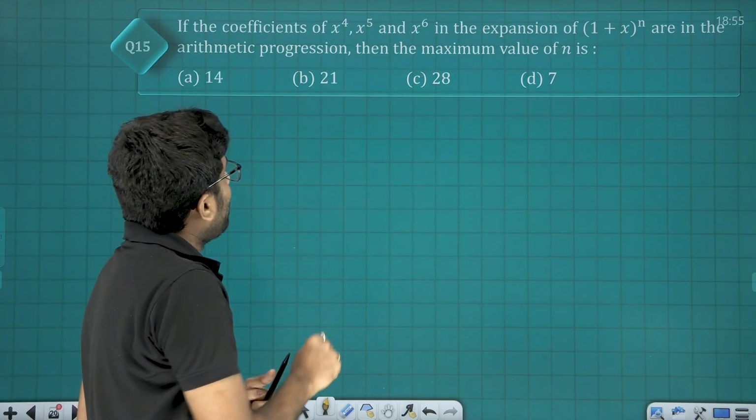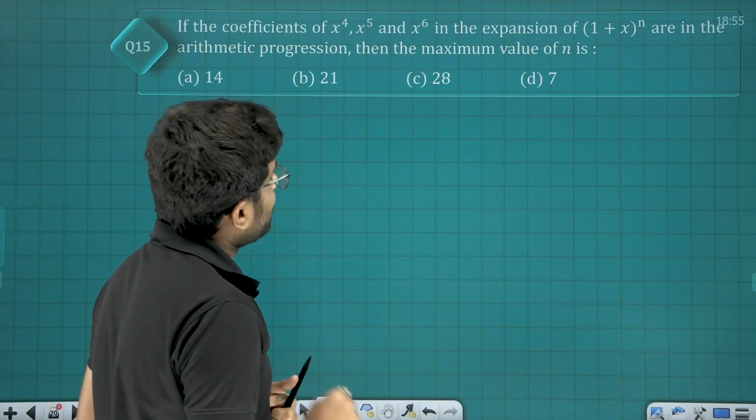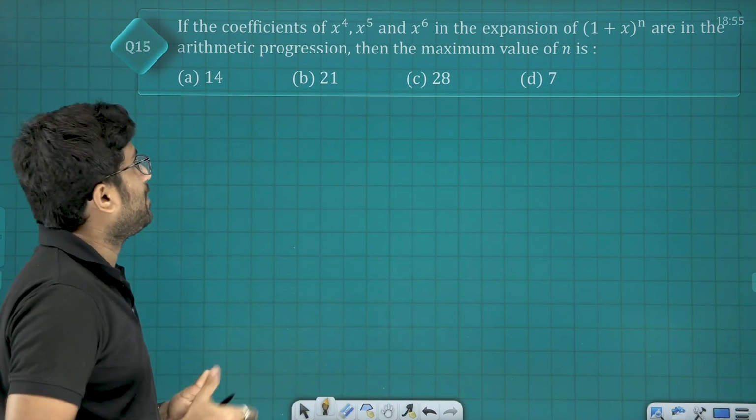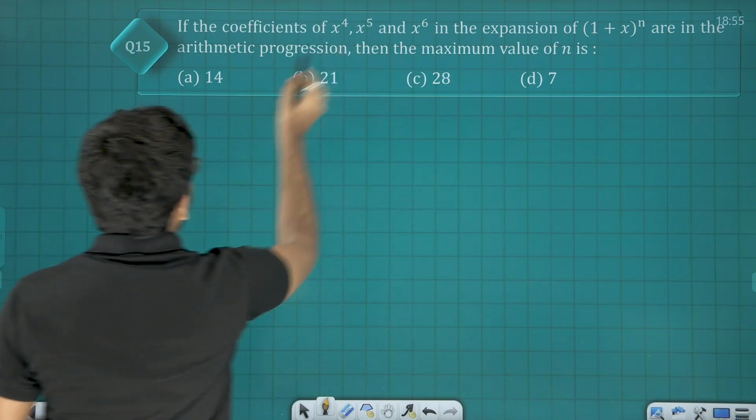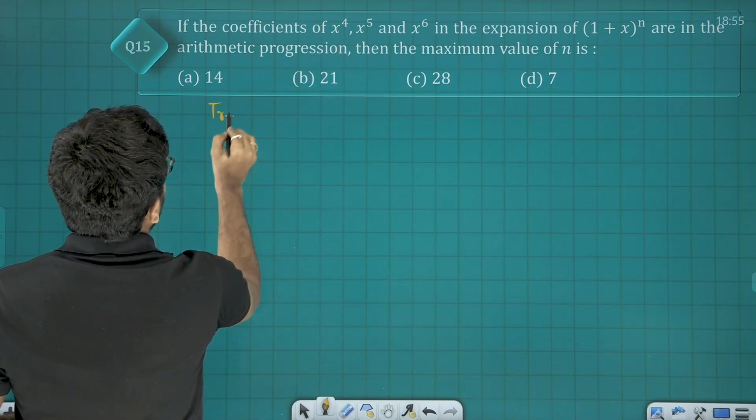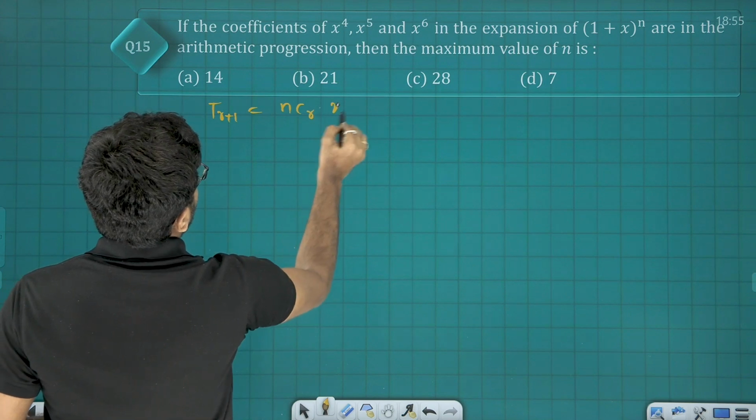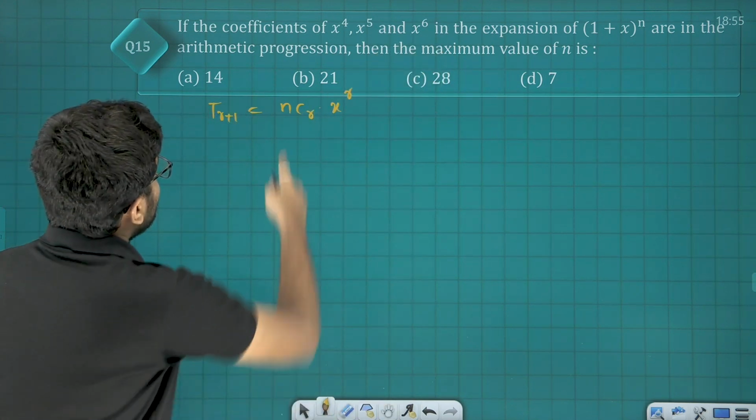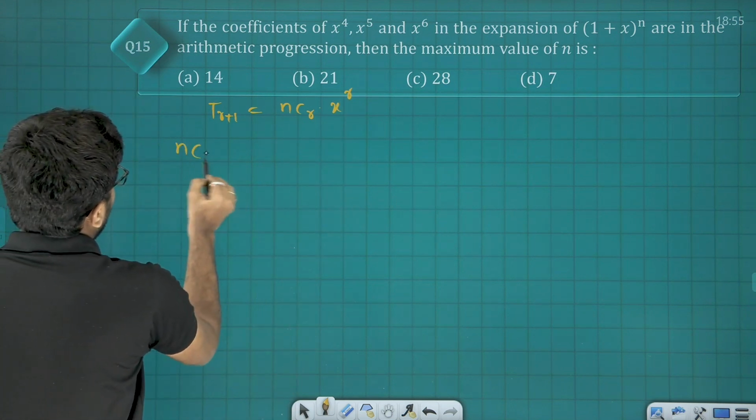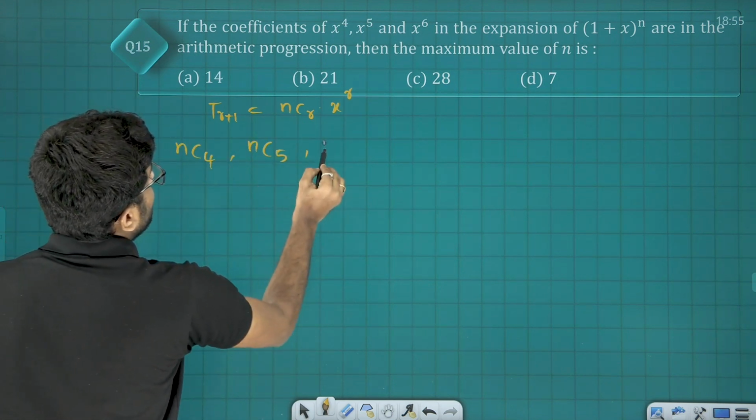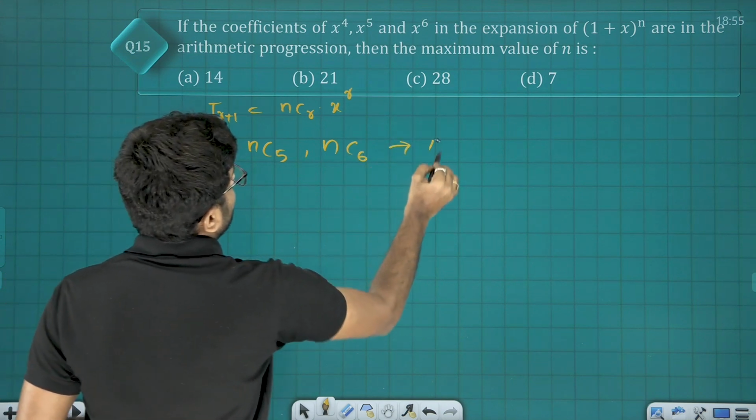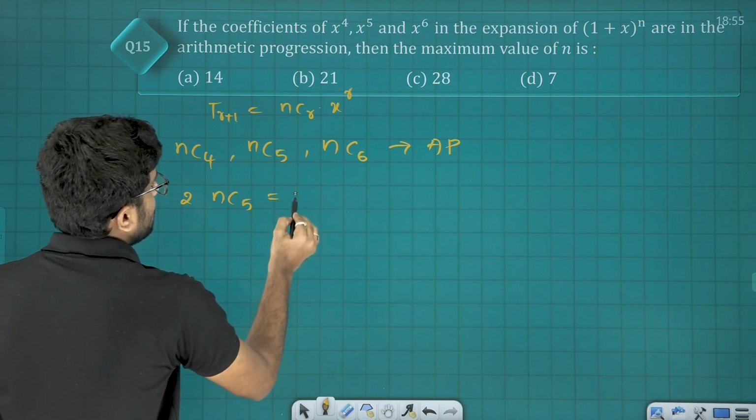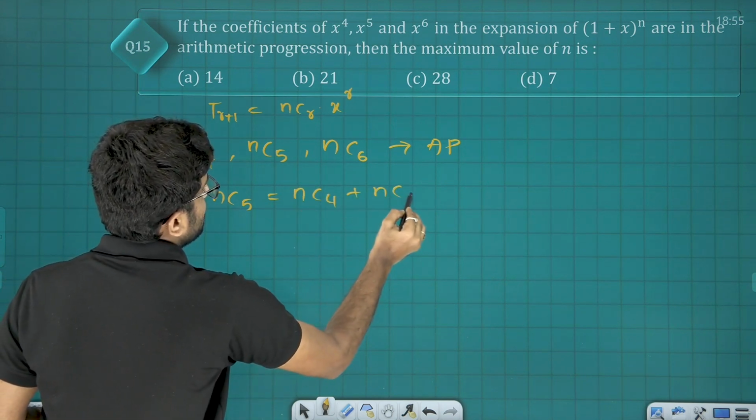If the coefficients of x power 4, x power 5 and x power 6 in the expansion of (1 plus x) whole power n are in AP. What is the general form of this? General term T(R plus 1) is equal to NCR into x raised to R. Now, x power R coefficient is NCR. So that means NC4, NC5, NC6 are in AP. If these 3 are in AP, then directly we can say 2 times NC5 is equal to NC4 plus NC6.